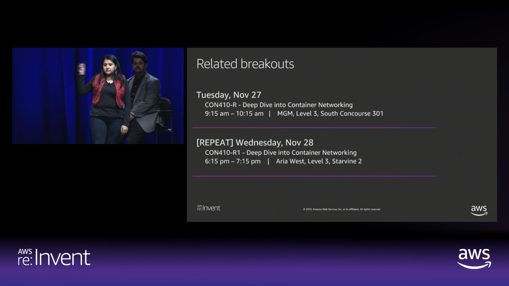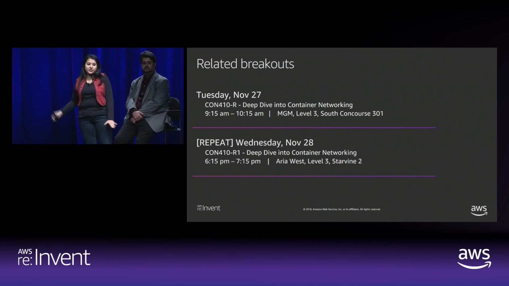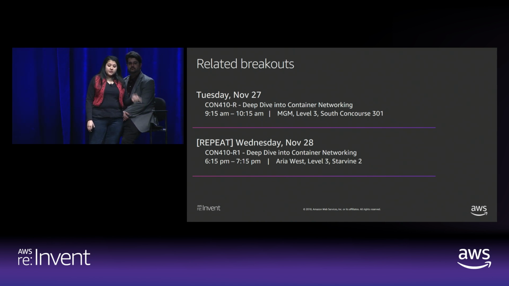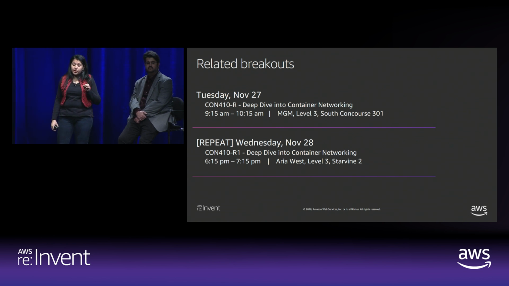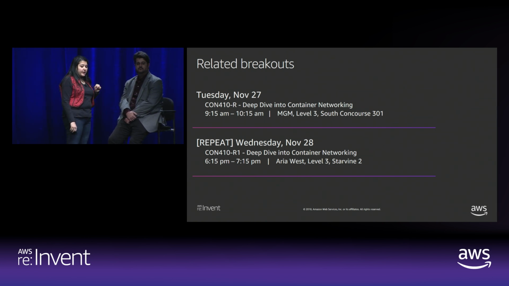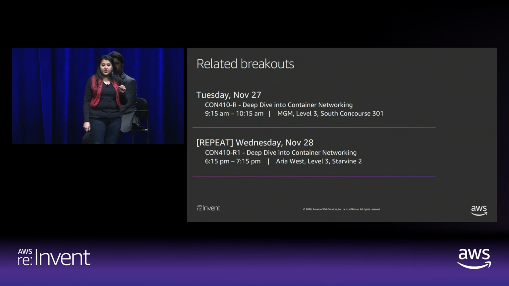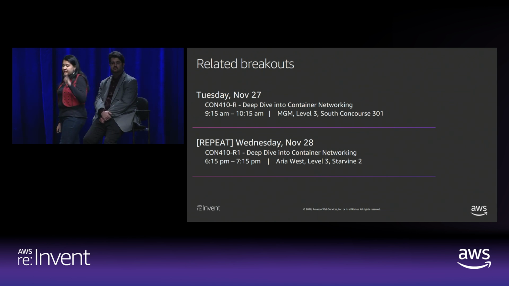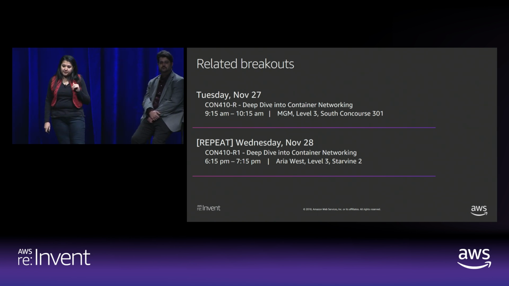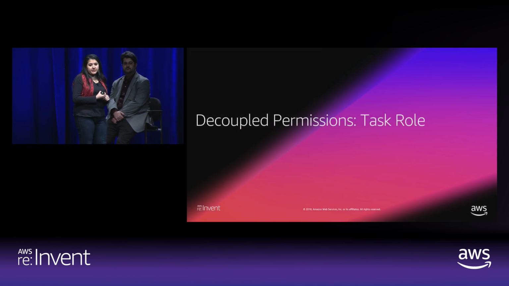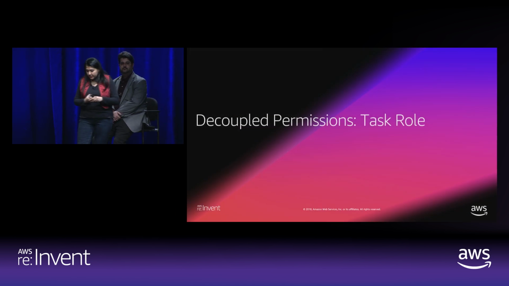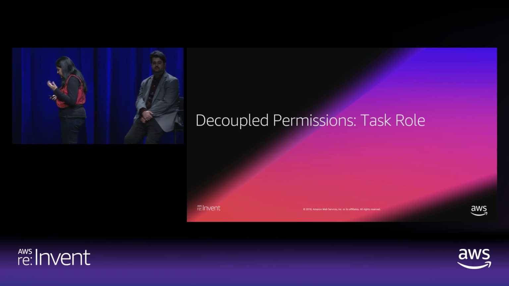And if any of this container networking stuff piqued your interest, there is a 400-level deep dive into container networking that's happening tomorrow. I highly recommend going to this talk if you're interested in more details on the AWS VPC networking front. Moving on to the second example: decoupling permissions via the task role.